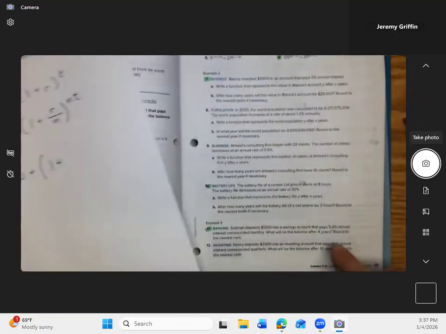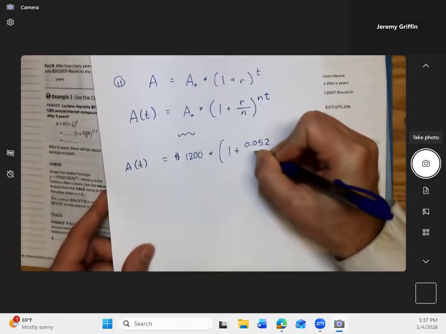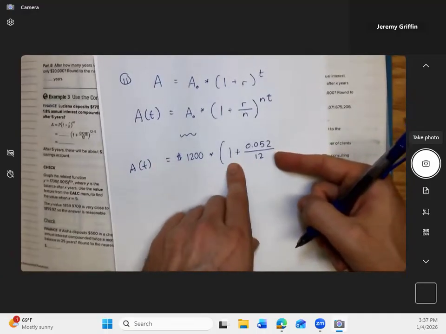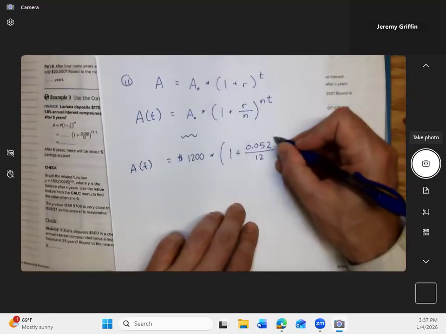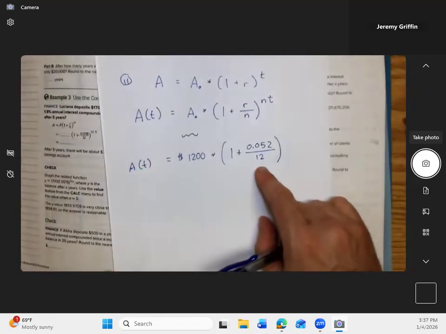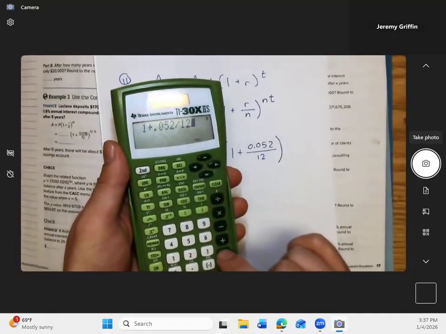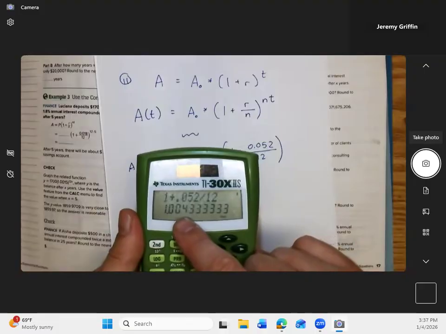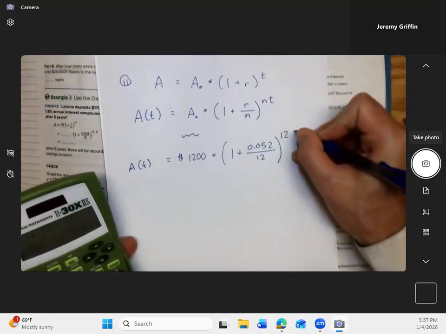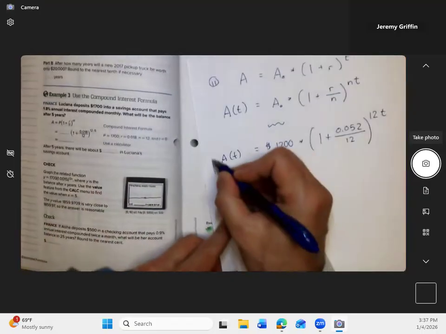And then 1 plus, now it's 5.2%, so that's 0.052 as a decimal. But then let's divide that by 12. Notice I'm only dividing the interest rate itself by 12. I'm not including the 1. So we're taking the interest rate, dividing it into 12 parts, and then 1 plus that. So it's 1 plus 0.052 over 12. It's really like a 0.43% interest rate per month. Then we're doing 12 months in a year times the number of years. So t is still the number of years. Okay, so this should be the model.